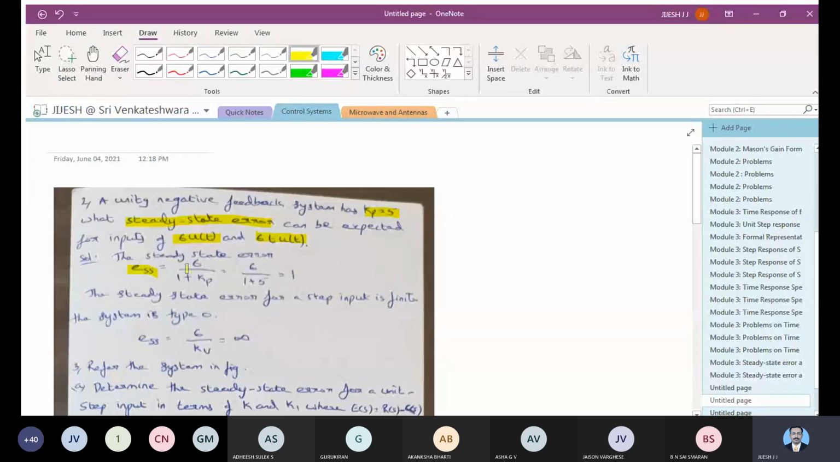One very important thing you have to find out here is that u of t is there. So it is a unit step function. This is tu of t. When it is tu of t, you need to understand that it is a ramp function. All those things you have to analyze when the question is given to you. So when it is a unit step function, you use steady state error ESS is equal to 6 divided by 1 plus Kp. And the Kp value is given as 5. So you just substitute 5 there, and you get it as 1.